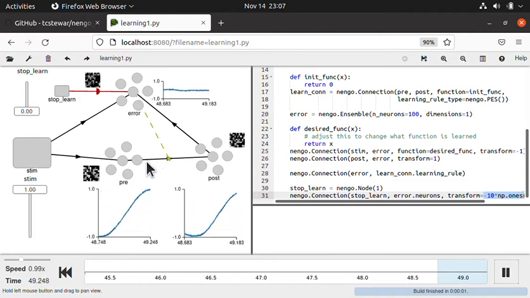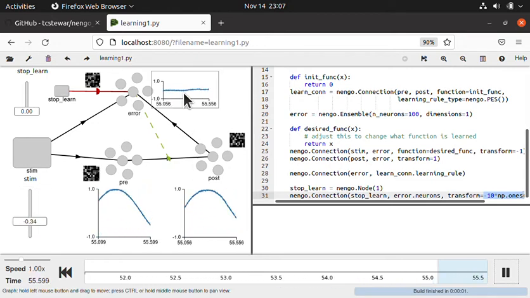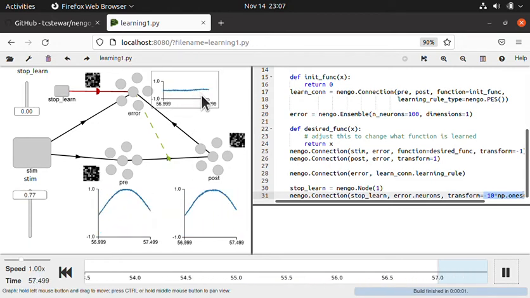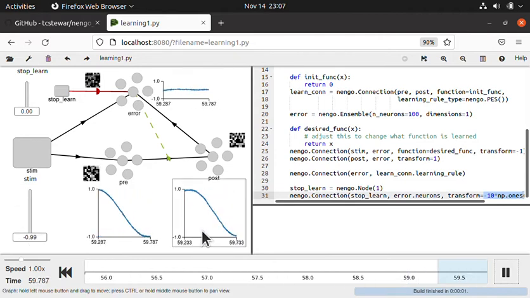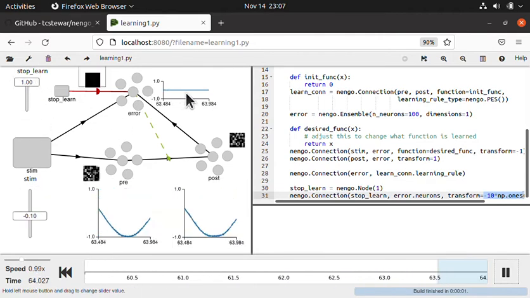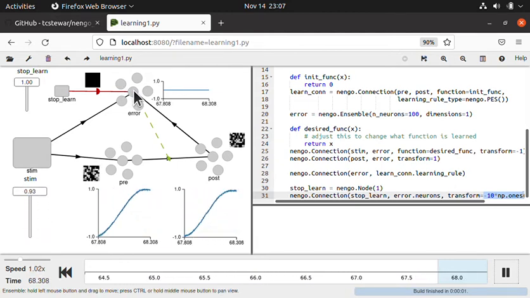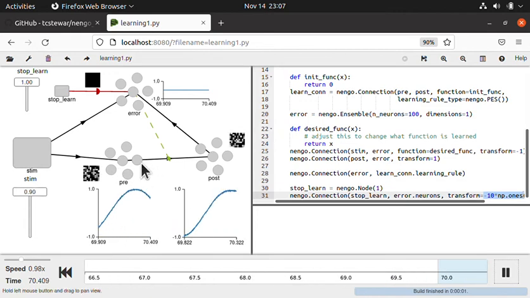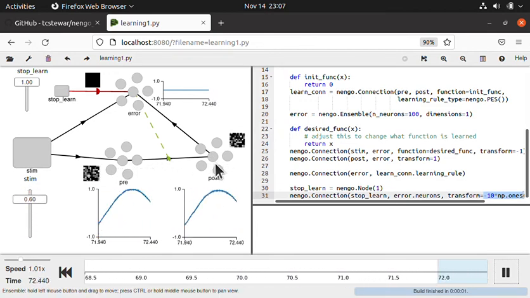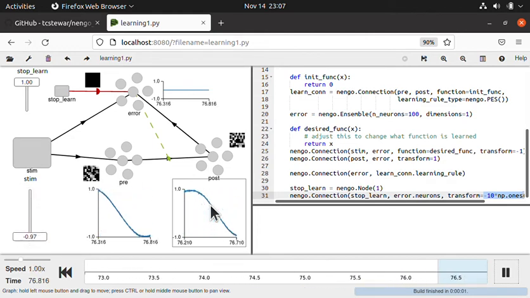They're now causing these connection weights to change. Eventually the connection weights change, and my error is now pretty close to 0. My presynaptic to postsynaptic seems to be doing a good job. Let's go suppress these neurons. And now we have exactly what we're looking for. We have learned the connection weights that compute the identity function. This was basically just a slow way of doing the solve for the decoders.